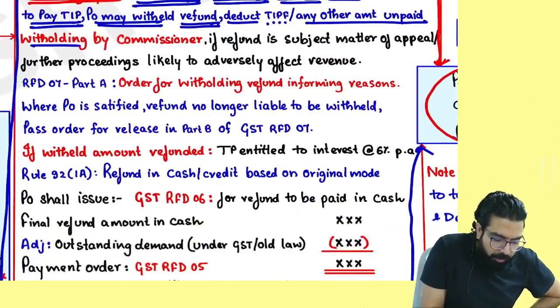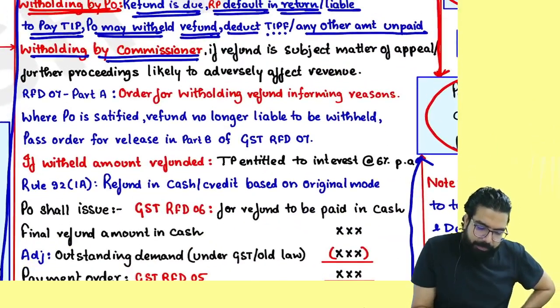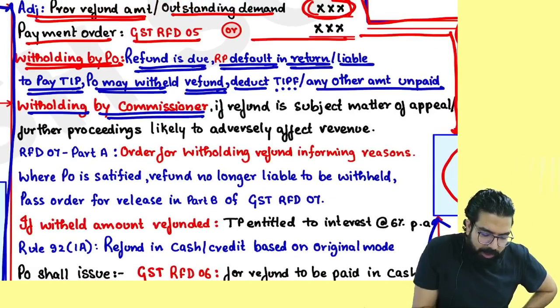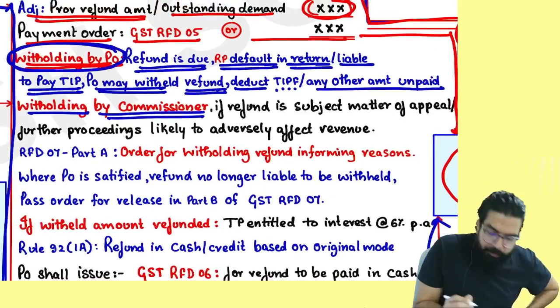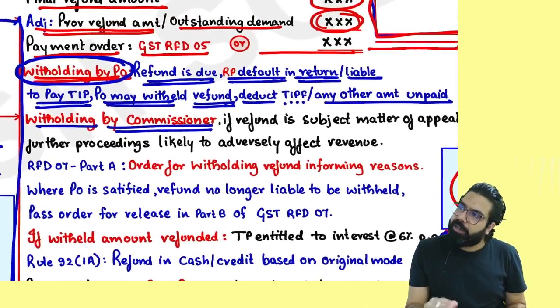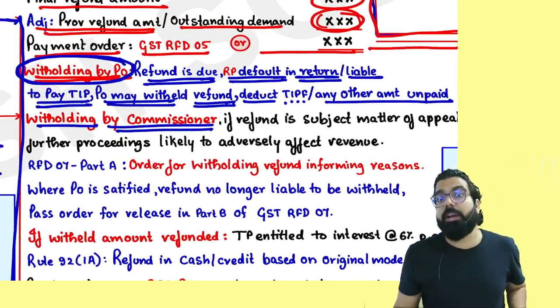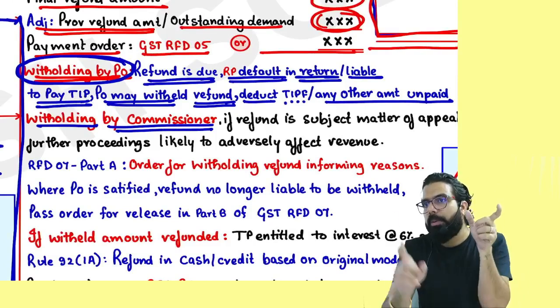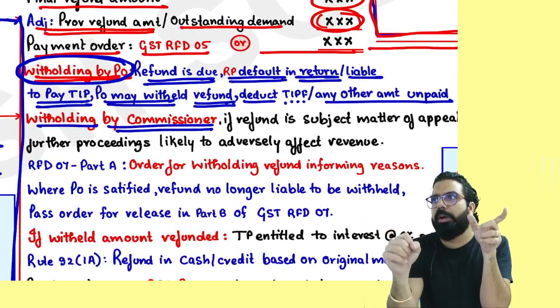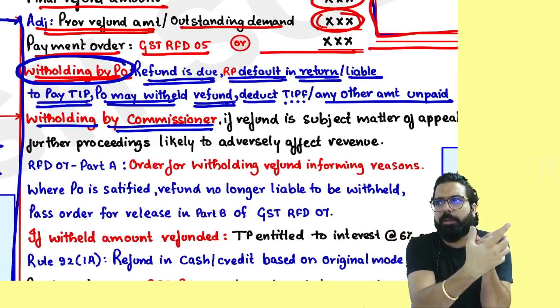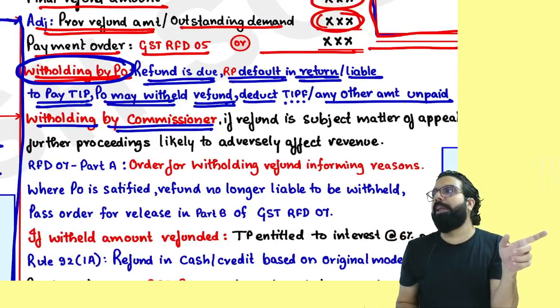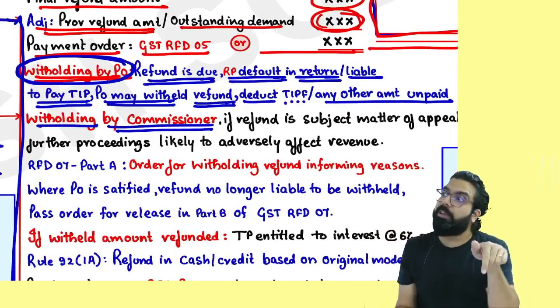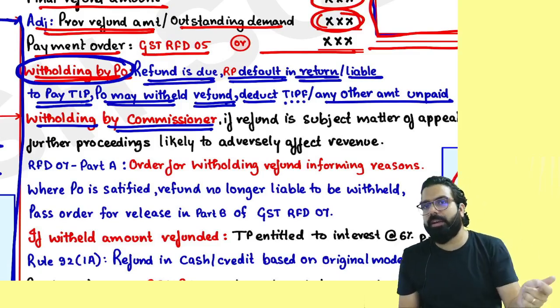Everyone over here now, withholding by the commissioner. One is that a refund can be withheld by your proper officer. Your proper officer did not withhold, but the commissioner feels this proper officer passed a refund order, but in Ramesh's case I don't want to give the refund, because the order this officer has passed, the department will go for an appeal. So what will the commissioner do? The commissioner will withhold the refund. Did you guys understand the point?